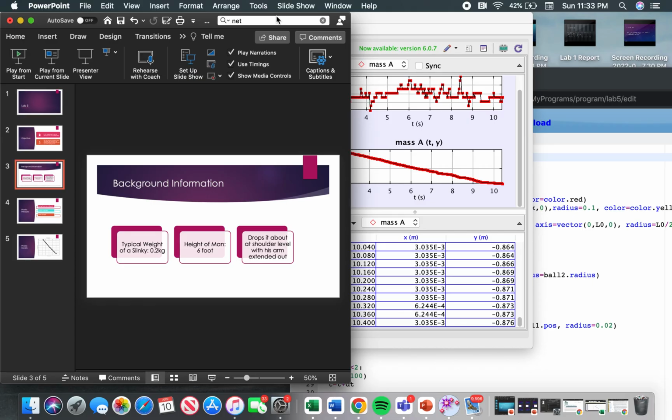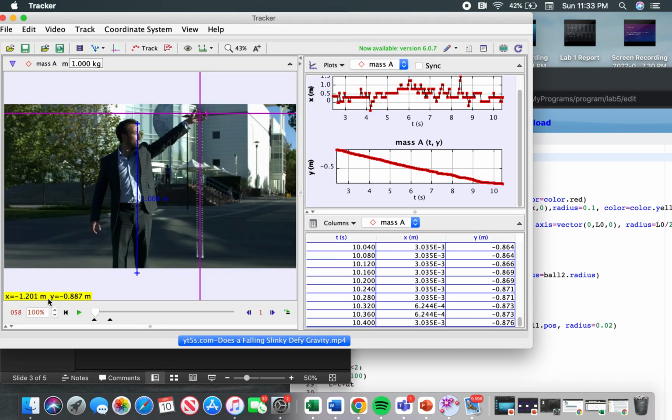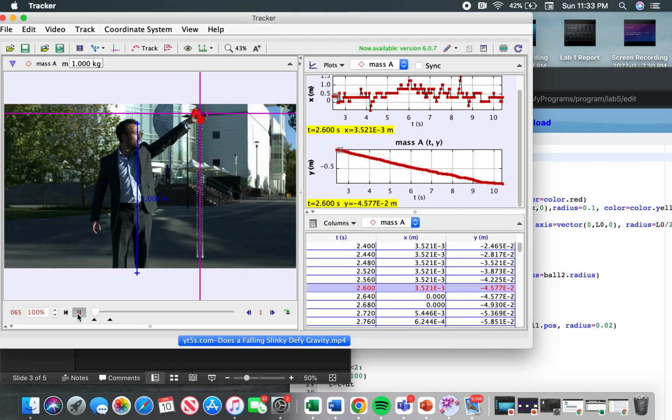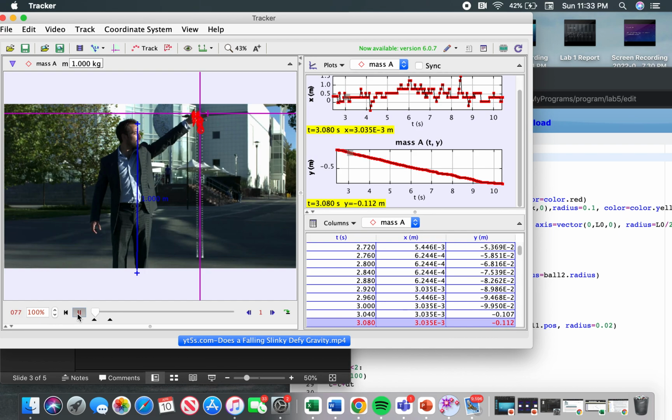So, going to Tracker, we are going to observe the slinky falling. So here we see the slinky falling. We can see that there is a negative slope, which means that there is a negative relationship between time and the y position, which is the falling slinky.